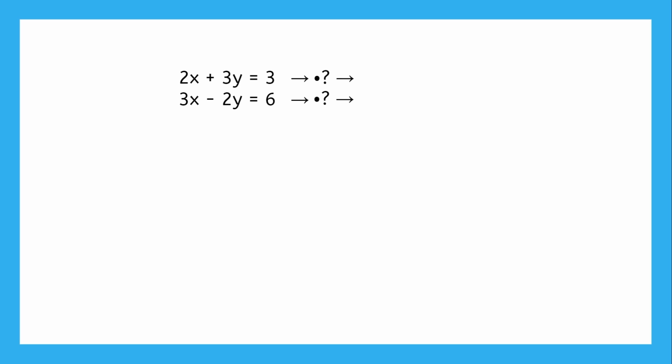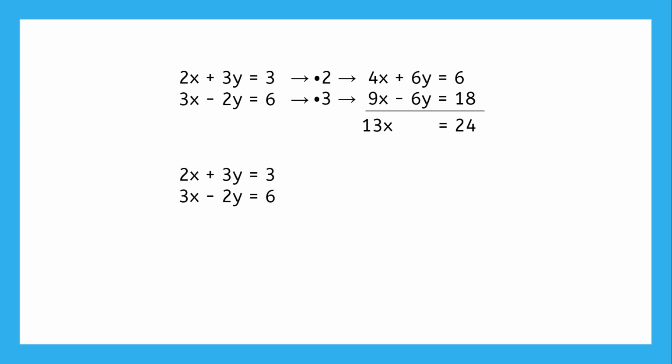This is where an old concept, least common multiple, comes into play. What number is a multiple of both 2 and 3? I've got it. If we multiply the top equation by 2 and multiply the bottom equation by 3, now the y terms will eliminate. If we wanted to eliminate the x terms instead, we would have to make sure to make one of them negative.